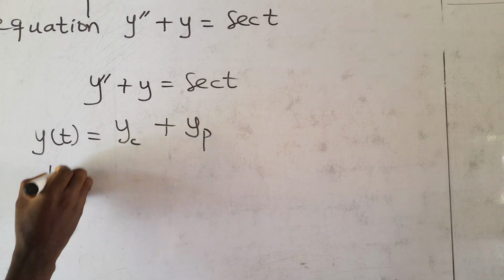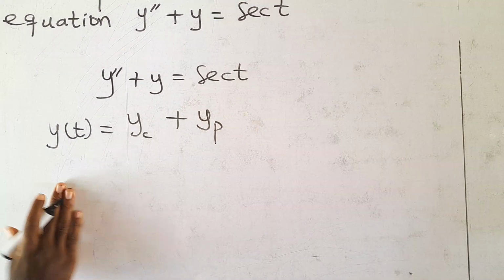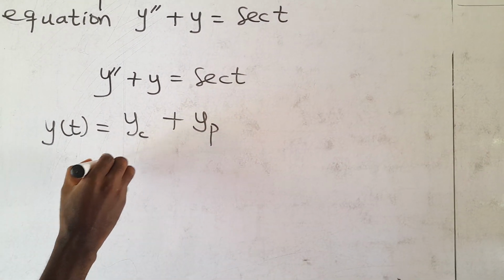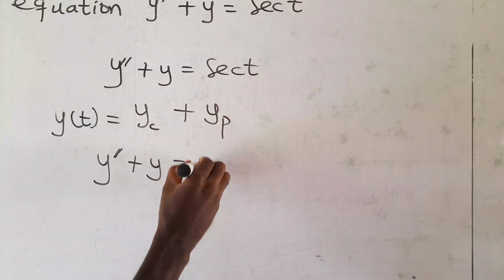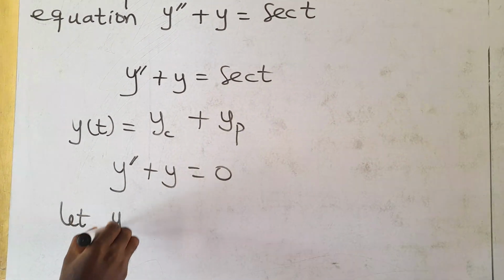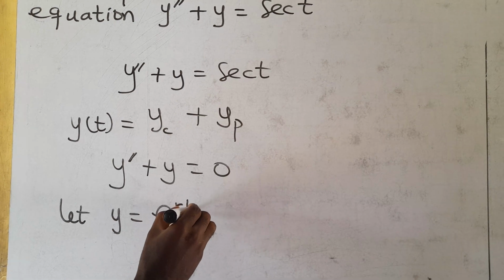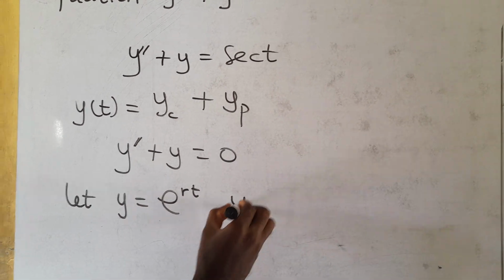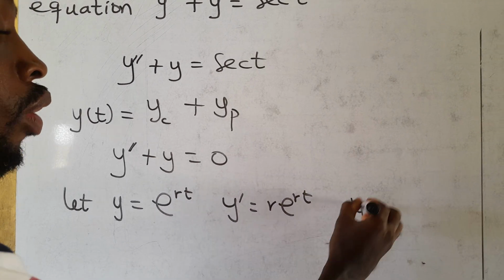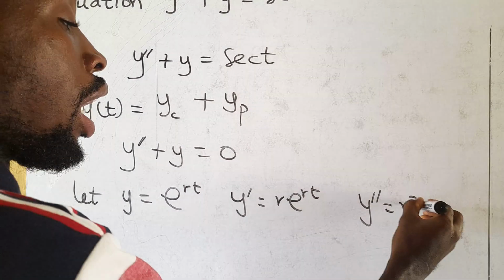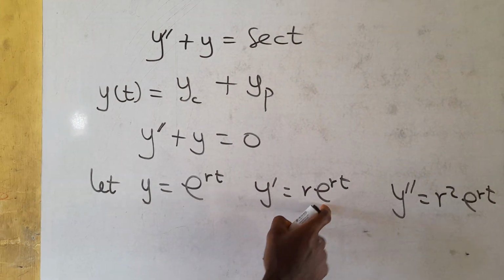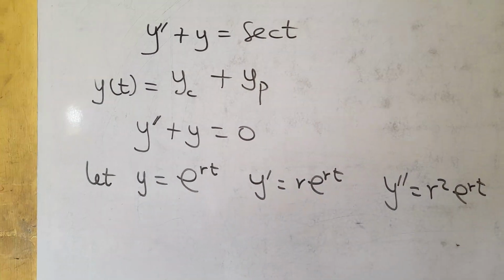And we said that the complementary solution is found by setting this equation to 0. So we say y prime prime plus y should be equal to 0. We let y be equal to e exponent r t. Then y prime will equal r e exponent r t, and y prime prime will equal r squared e exponent r t. That's differentiating this function, we get this. When we differentiate this, we'll get that.